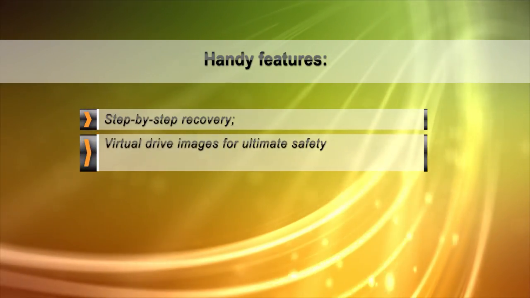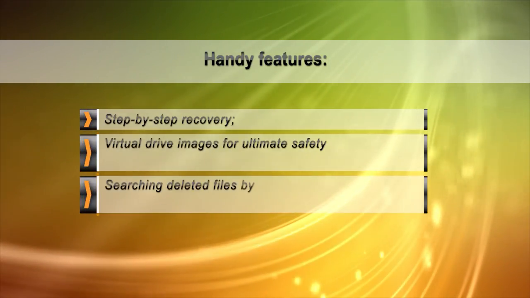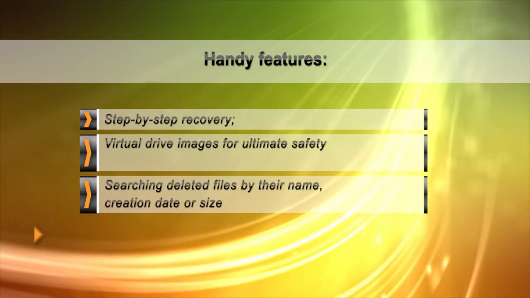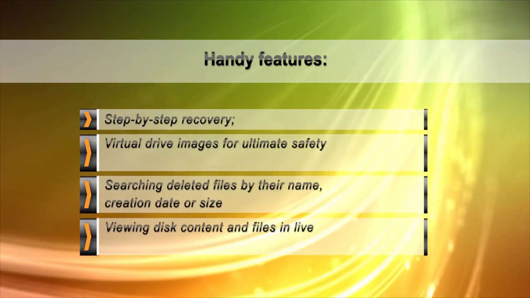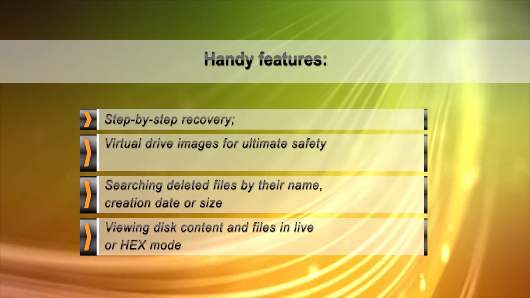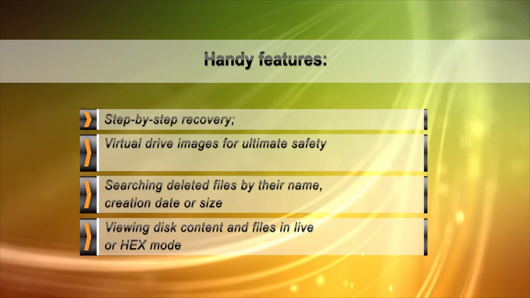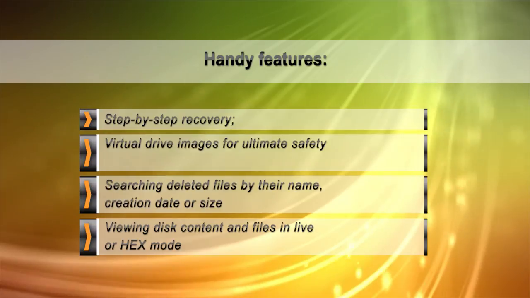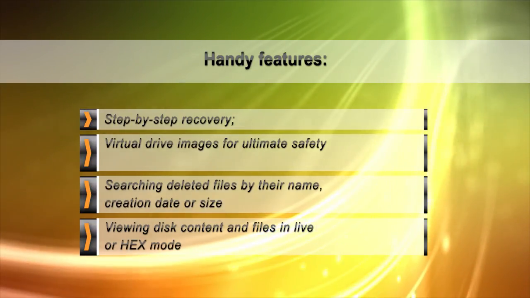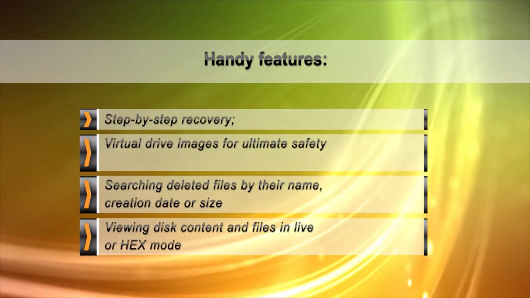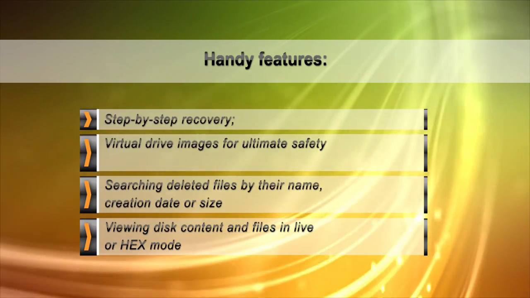When recovering from unreliable, heavily worn, and physically damaged media, minimizing the number of RAID operations is essential. Hetman Uneraser can create a virtual drive image containing a bit-precise snapshot of the device using a single long RAID operation. You can use the virtual image to safely recover information.